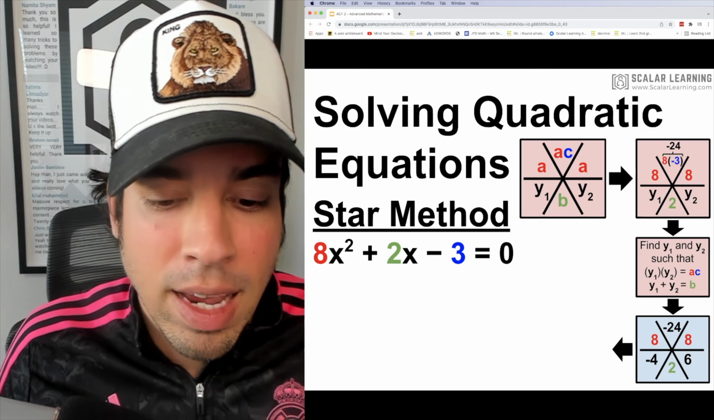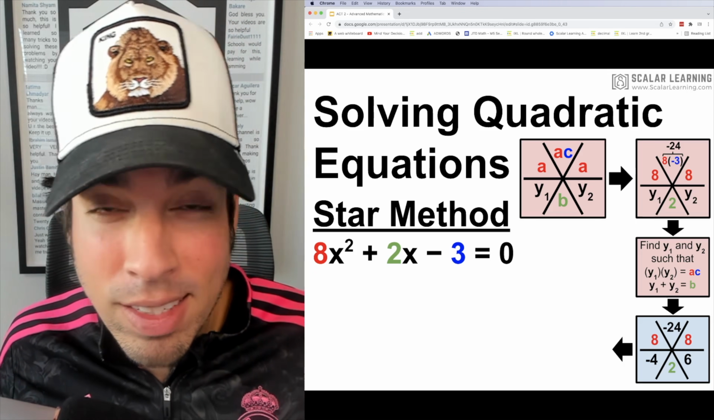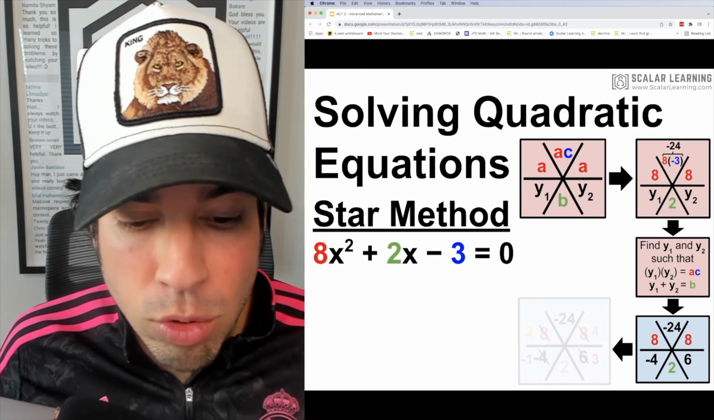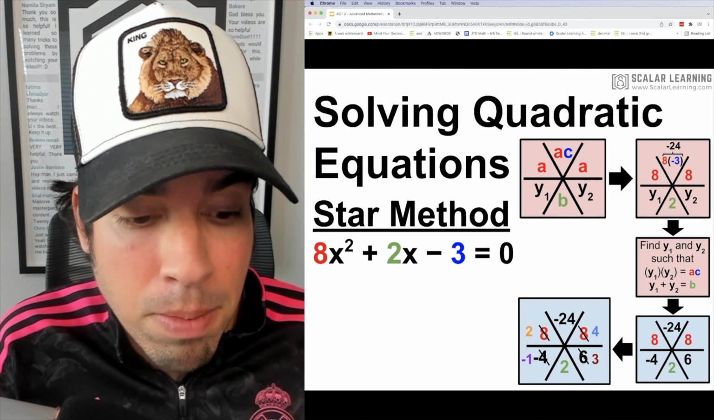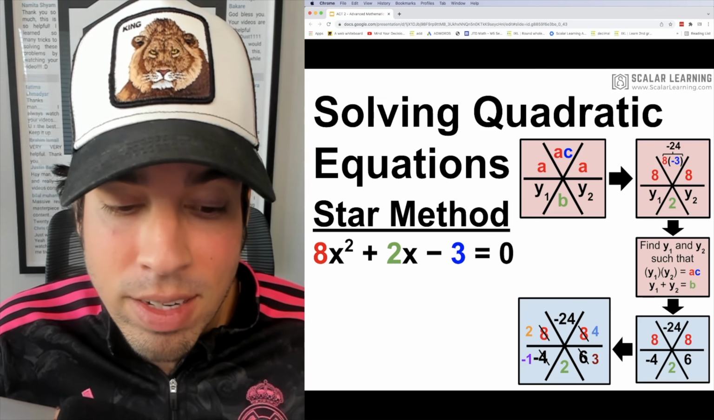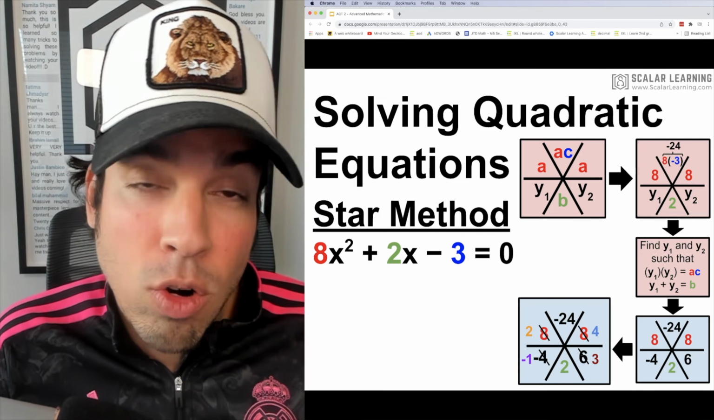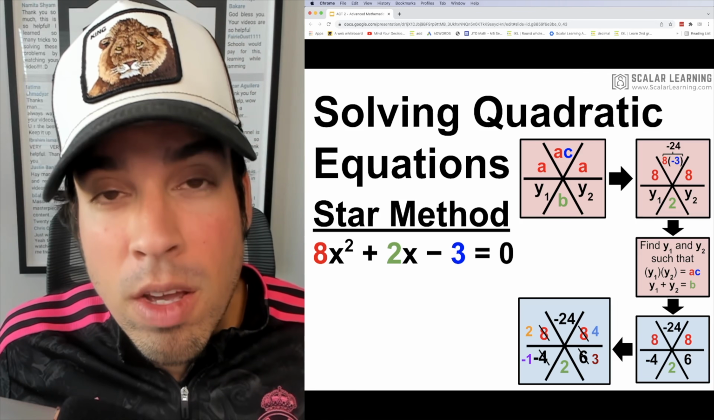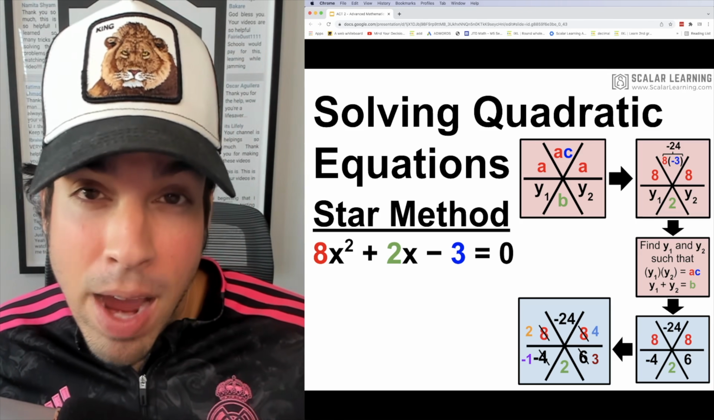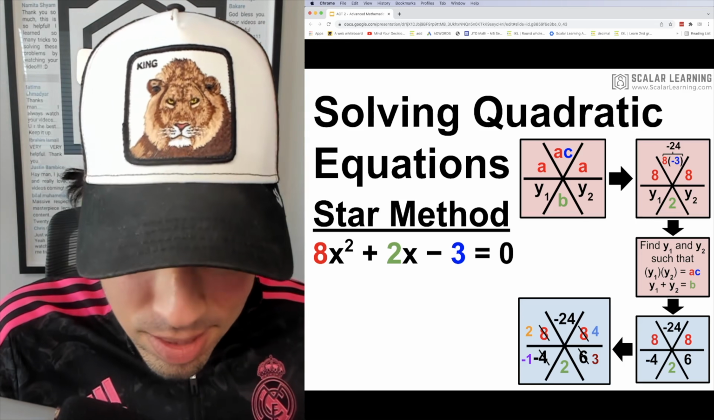Next, we treat 8 over negative 4 and 8 over 6 like fractions, and we reduce them as follows, right? 8 over negative 4, you can divide the top and bottom by 4, so you get 2 over negative 1. Likewise, 8 over 6, you can divide both of those by 2, and you get 4 over 3. Those are the components of the factored form. So let me now show you how this next step works.